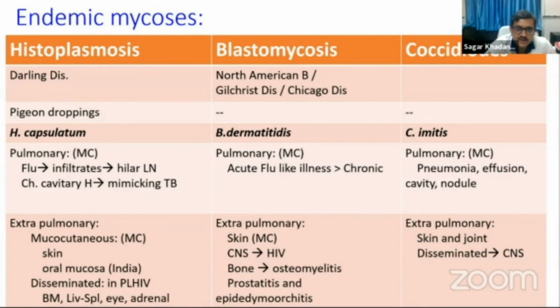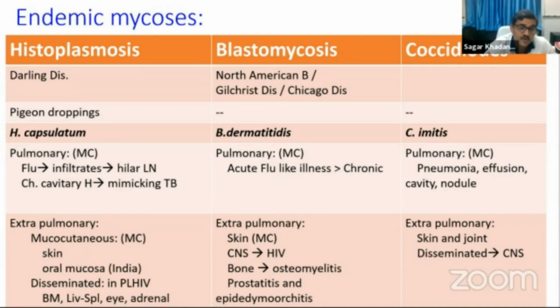Only two or three slides for endemic mycosis. They are not very common except histoplasmosis in India. You see it once in a while. Histoplasmosis presents most commonly with pulmonary disease. Once Histoplasma enters through your respiratory tract, it infiltrates the lung field, and you will get hilar lymphadenopathy, and you will get a chronic cavitary histoplasmosis, mimicking that of tuberculosis.